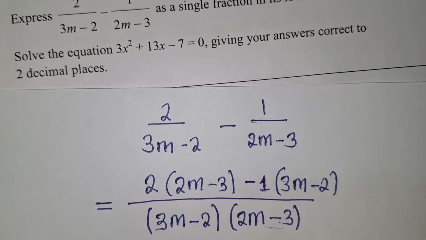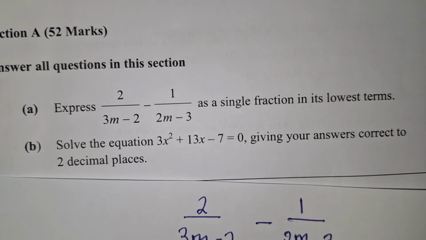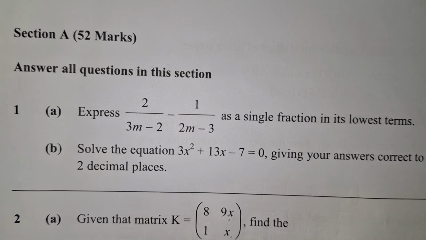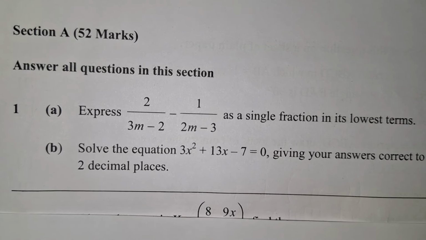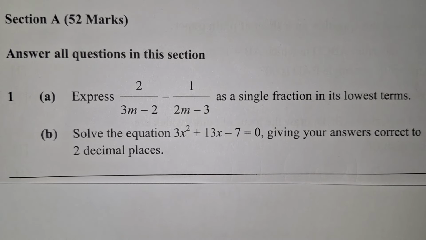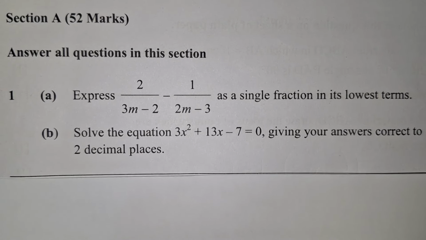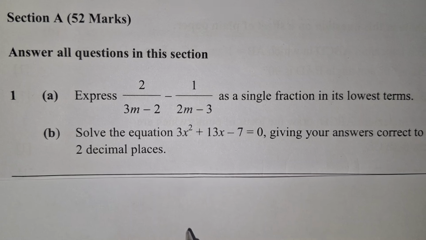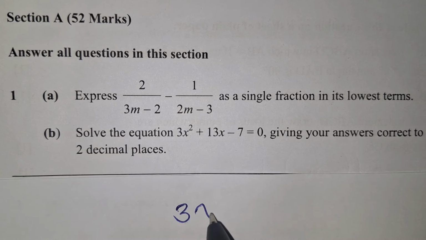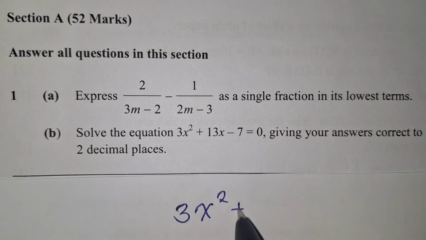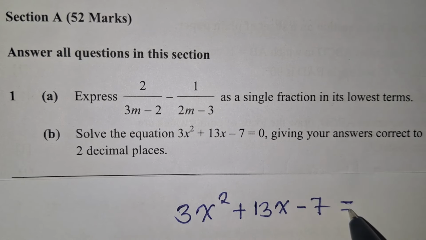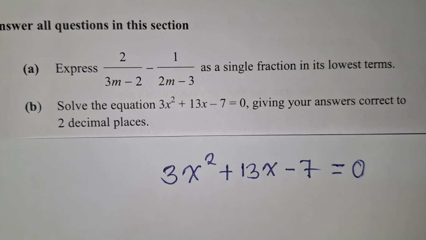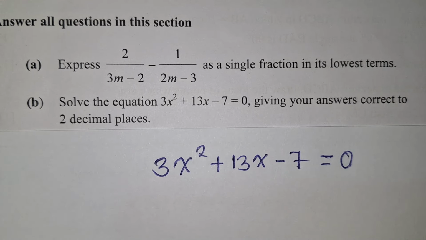All right, so for question B, number 1B, hopefully you see it. We are dealing with a quadratic equation. So we also need to copy this equation. So we've got 3x power 2 plus 13x minus 7 is equal to 0. So this quadratic equation can be solved by factorization.